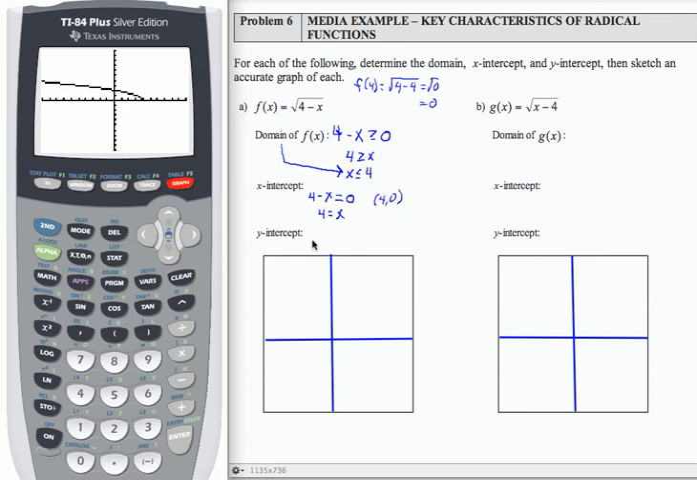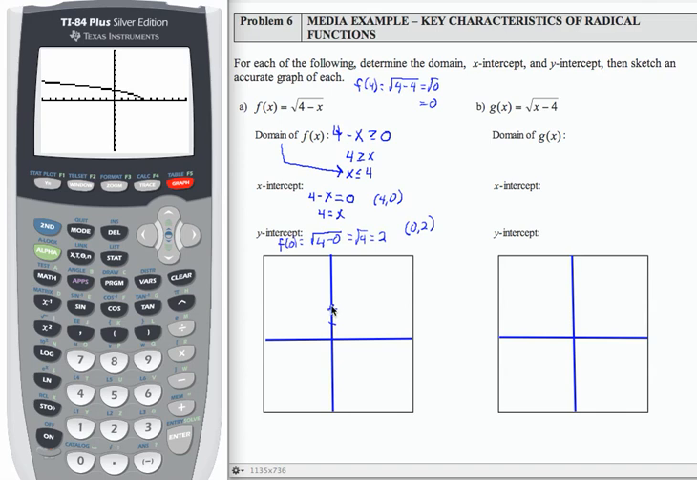To find the y-intercept, I let x equal 0, so I'm going to evaluate f of 0. So that's the square root of 4 minus 0, and that's the square root of 4, which is 2. Therefore, 0, 2 is my y-intercept.